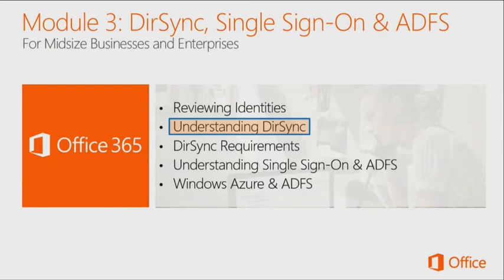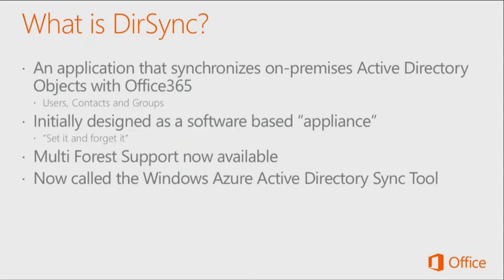Understanding DirSync. So this is the new DirSync. What is it? It's an application that synchronizes on-premise Active Directory with Office 365. Users, contacts, and groups are what are synced. So if you have users and remote contacts and groups in your on-premise AD, they're going to sync. Initially designed as a software-based appliance. So this is kind of like you're going to install this device and forget it. It doesn't take a lot of resources. It does need to be a server, and we're going to get to the requirements in a minute. Multi-forest support is now also available. This was not available before, and it's got a new name: Windows Azure Active Directory Sync Tool.